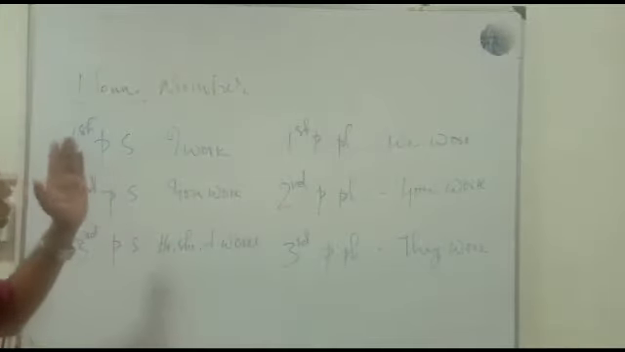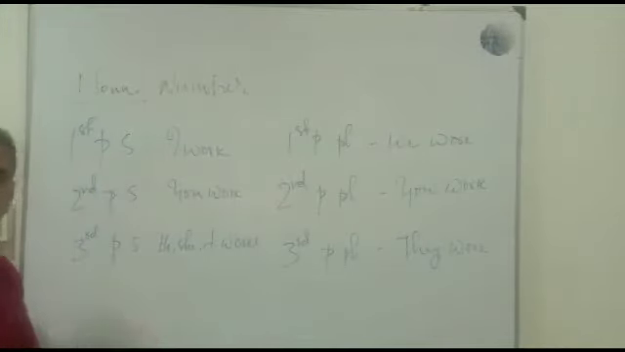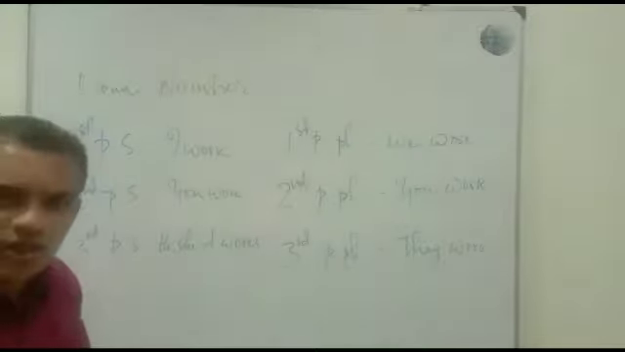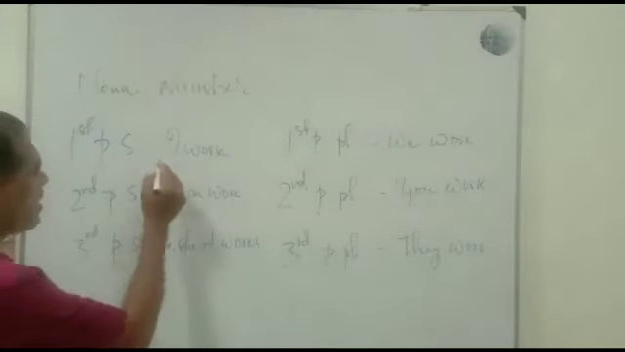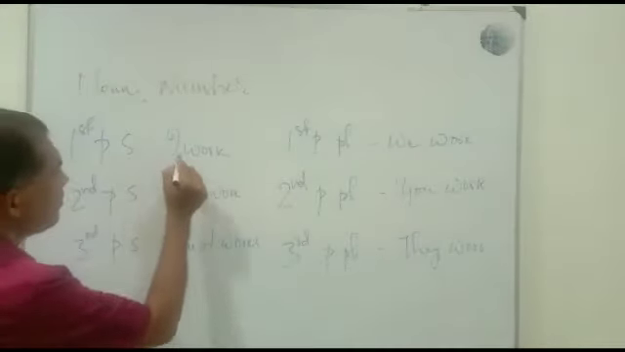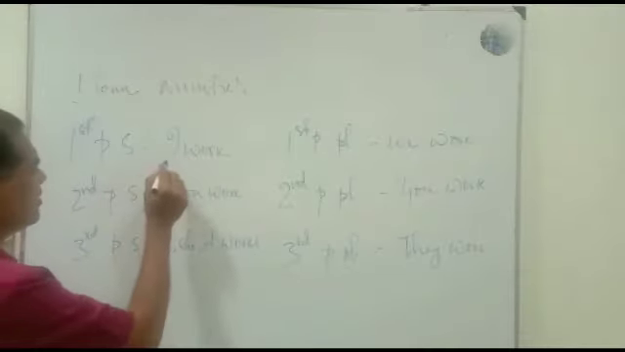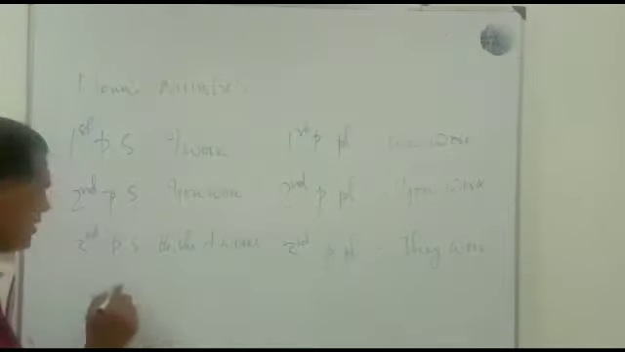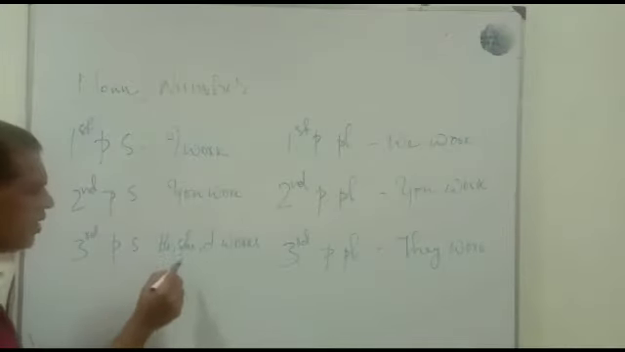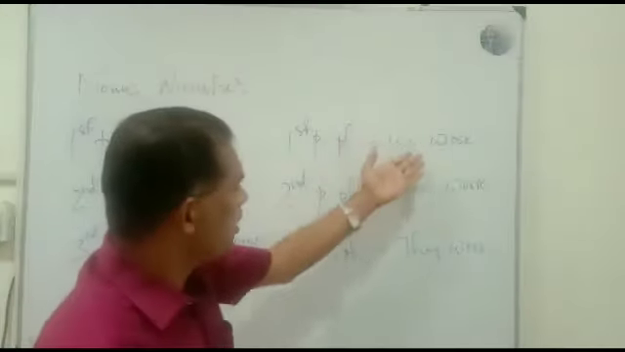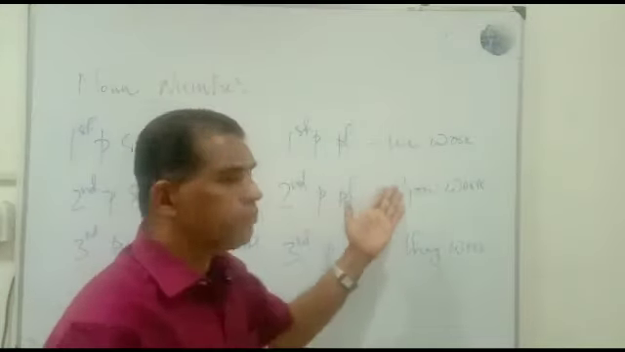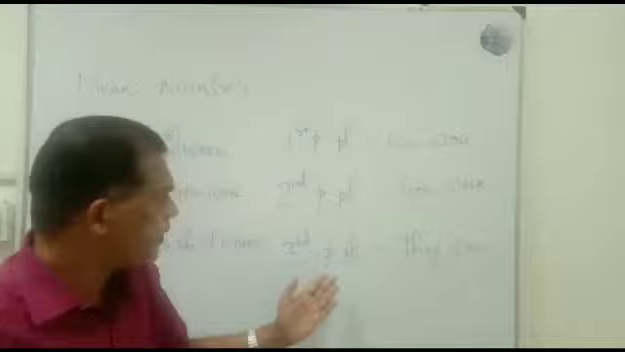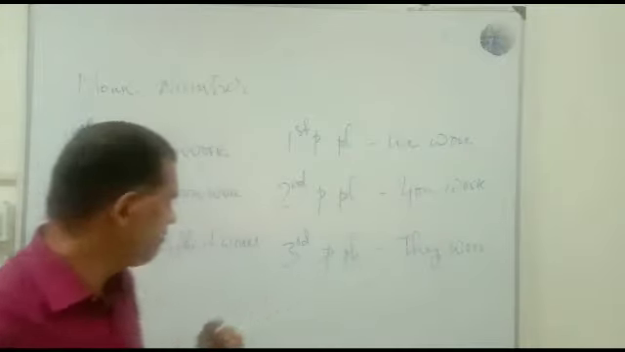Now, when we talk about the agreement of the subject with the verb, we have examples here. I work. Second person singular, you work. Third person singular, he or she or it works. First person plural, we work. Second person plural, you work. Third person plural, they work.